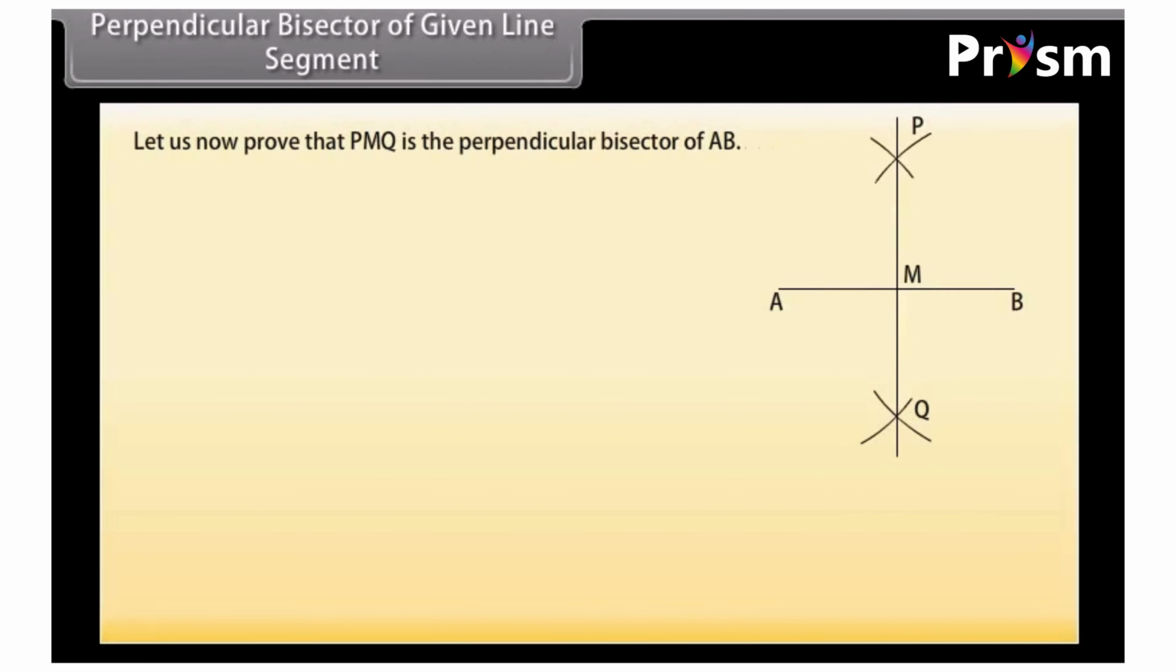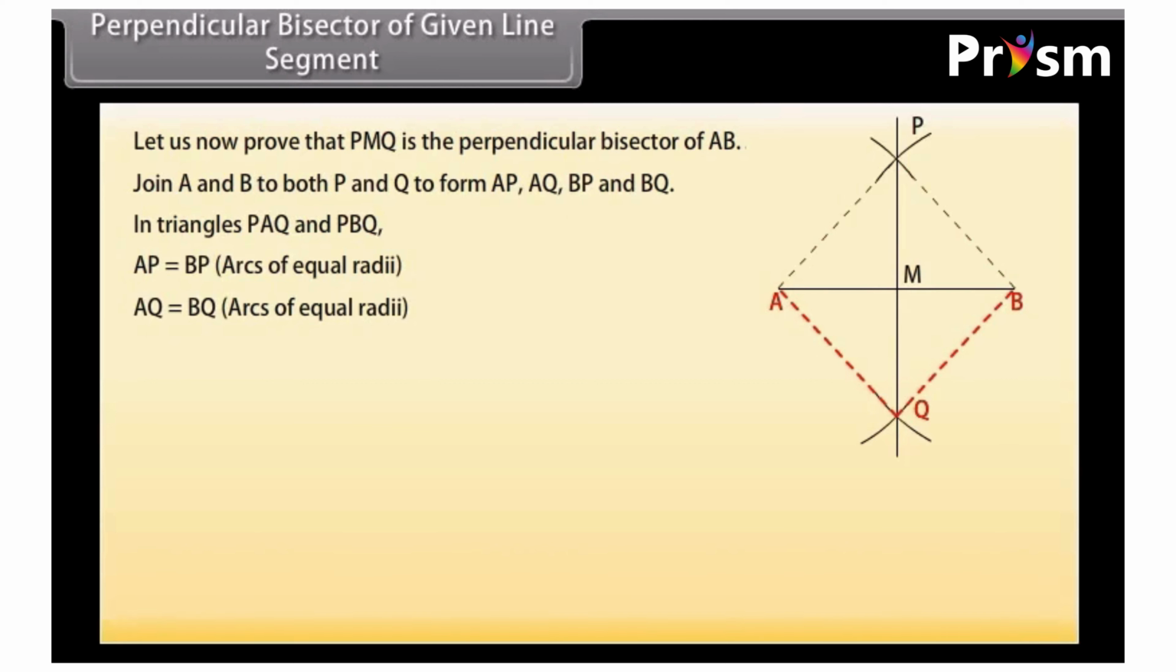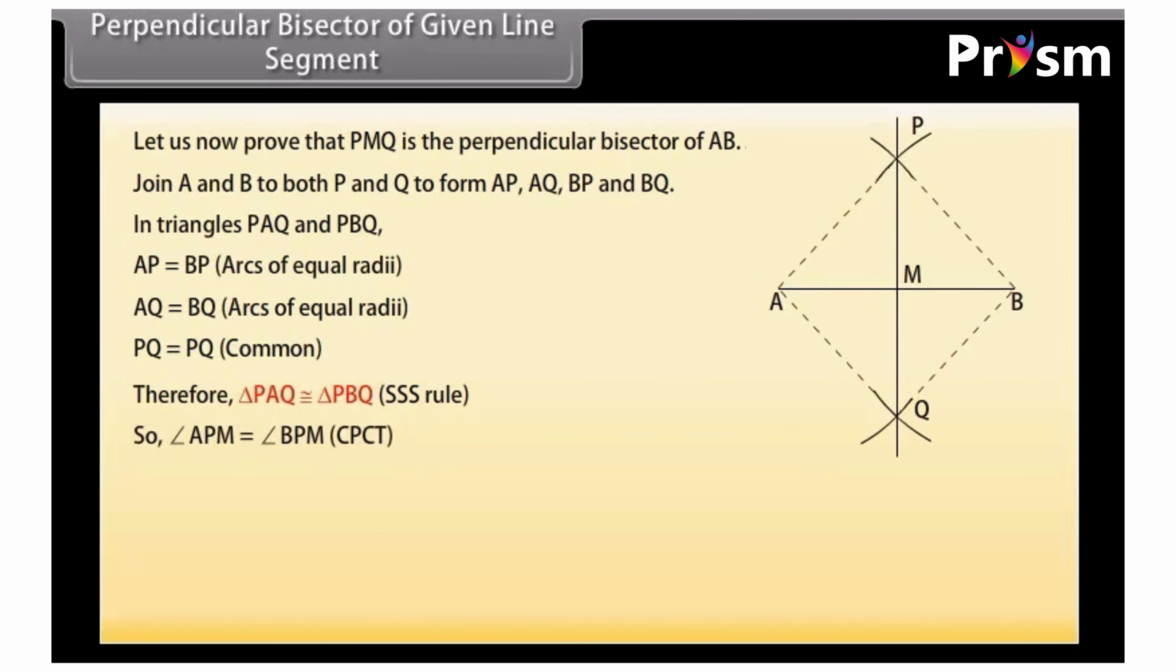Let us now prove that PMQ is the perpendicular bisector of AB. Join A and B to both P and Q to form AP, AQ, BP and BQ. Now in triangles PAQ and PBQ, AP is equal to BP because these are the arcs of equal radii. AQ is equal to BQ because these are also the arcs of equal radii. PQ is equal to PQ, common. Therefore, by SSS congruence rule, triangle PAQ is congruent to triangle PBQ. So, angle APM is equal to angle BPM by CPCT.